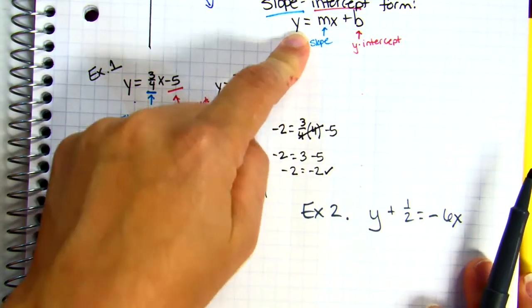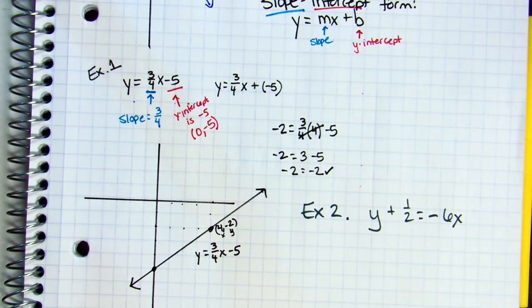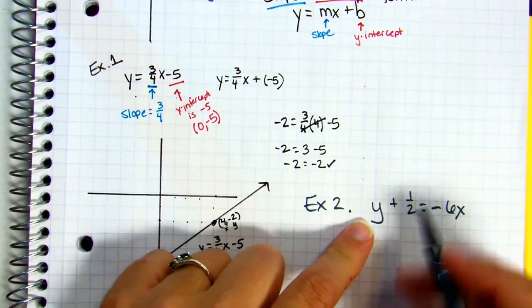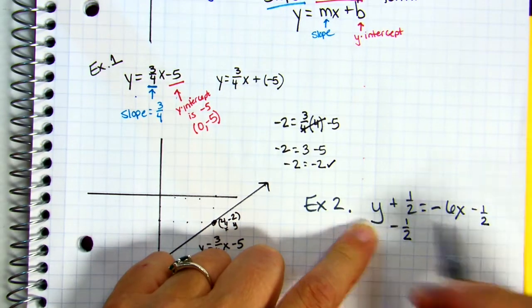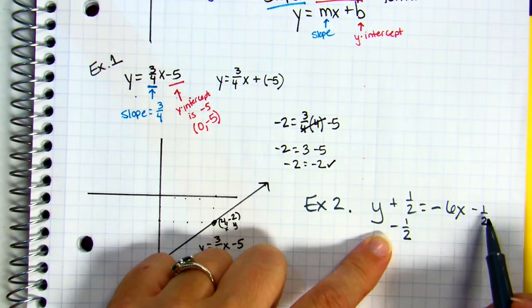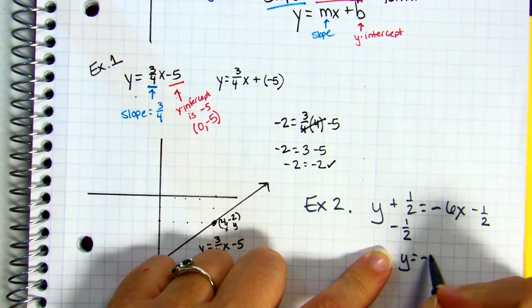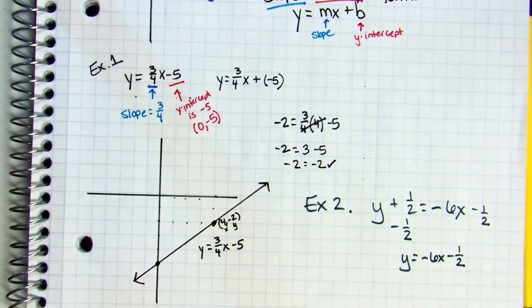He's totally by himself. So in order to fix this, or put it in slope-intercept form, I need to solve for y, which shouldn't be too tricky. Right now I'm adding a half to y, so I'm going to subtract 1/2 from y. If I subtract 1/2 from y, I have to subtract 1/2 from the other side of the equation, and I'll get y equals negative 6x minus 1/2.